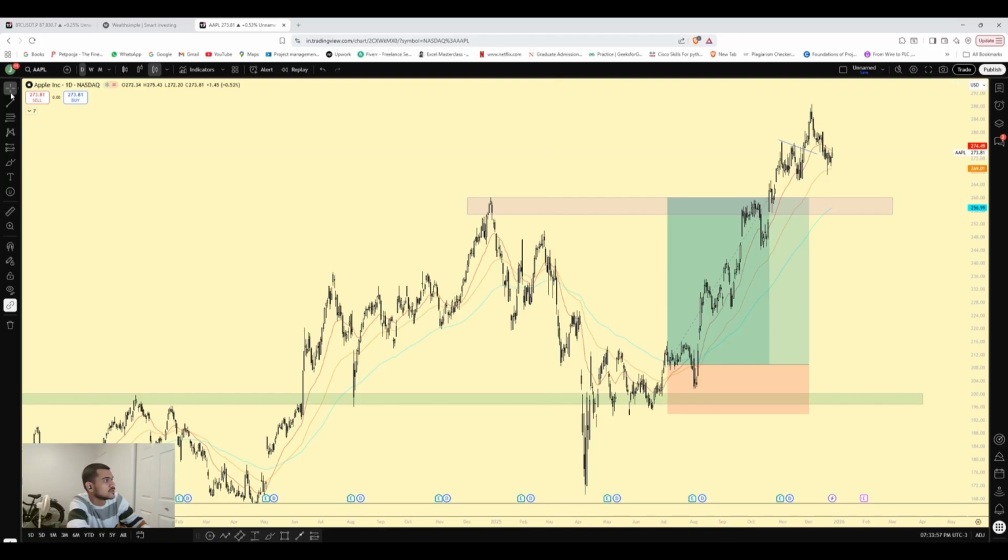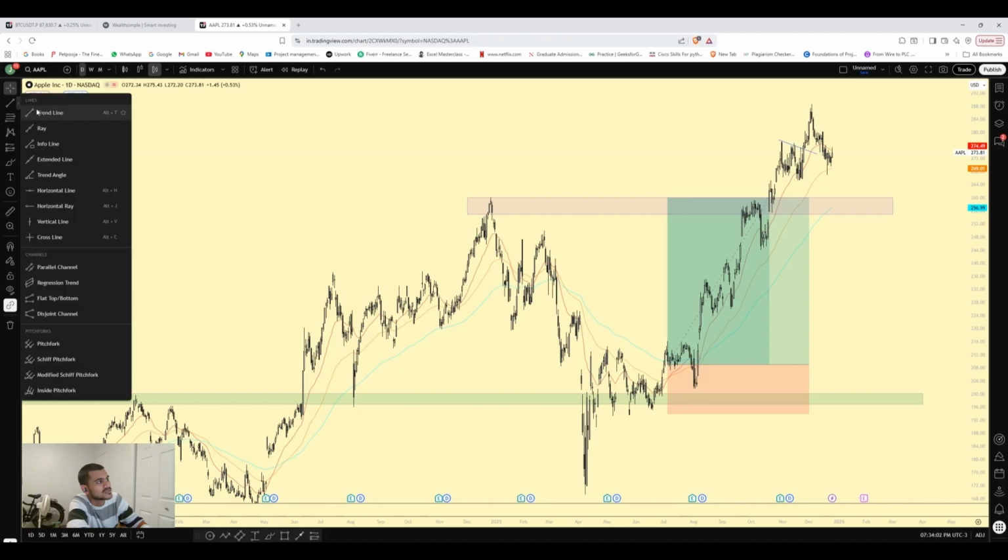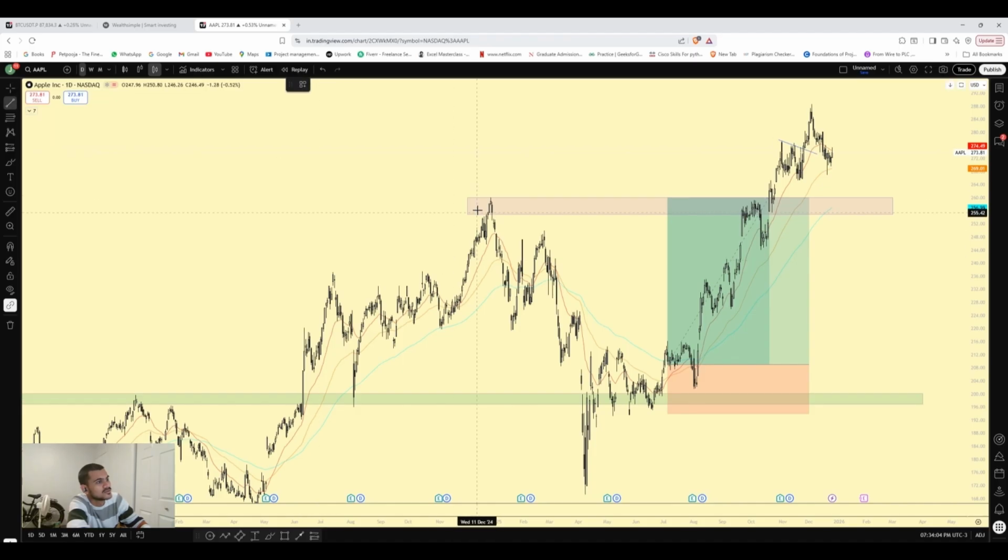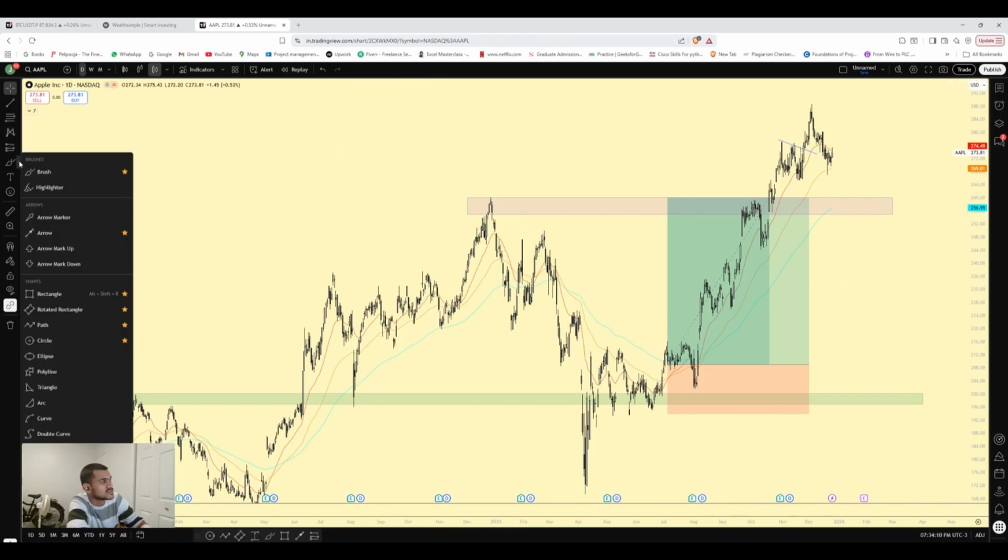That's that. On the left side, we have tools to draw stuff. This has lines, like this, then delete it. So yeah, lines, then it has shapes. My favorite shape, rectangle.